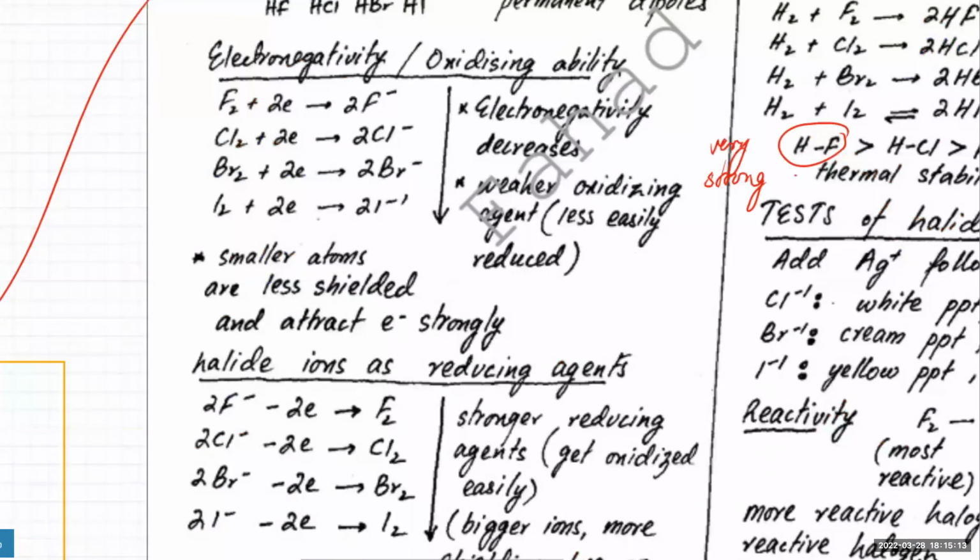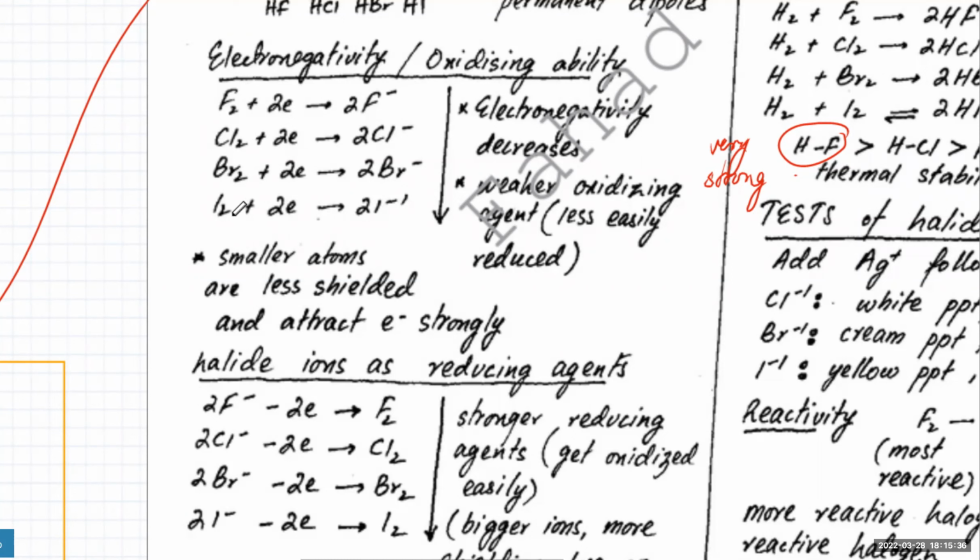Remember, group 17 elements are very good oxidizing agents. They've got good oxidizing ability because they like to gain electrons. And so what happens is if you have Cl2, it will try to gain electrons. If you have Br2, that would also try to gain electrons. I2, the top ones are very electronegative, so they really like to gain electrons.